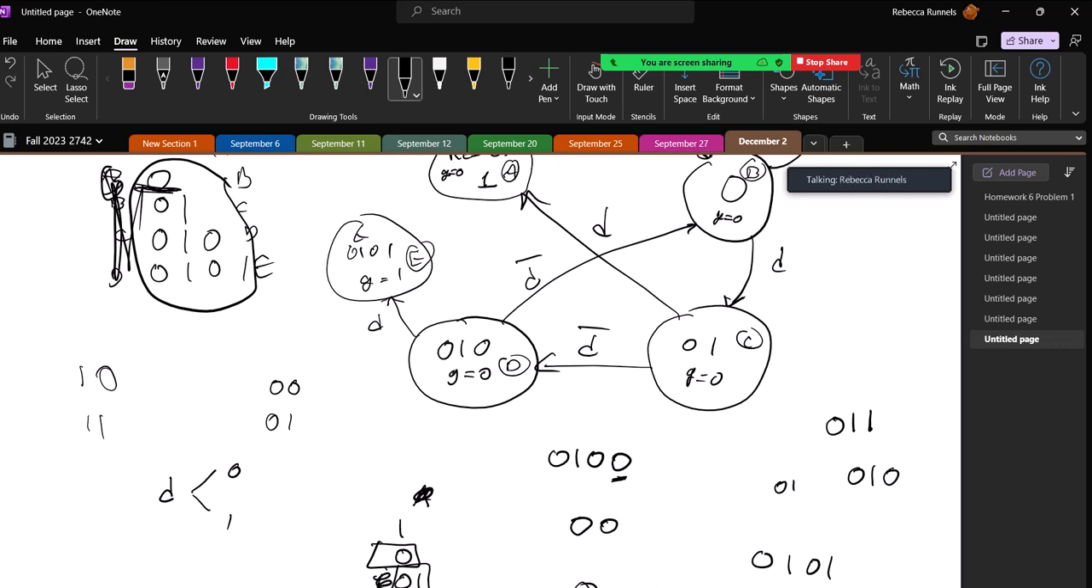But if I'm at 0, 1, 0, 1, and I get a 0, so I'm at 0, 1, 0, 1, and I get a 0, my last three inputs are 0, 1, 0. That's state D. So if I had 0, 1, 0, 1 and I get a 0, then the last three inputs are 0, 1, 0. That's state D, so I would go back here. So that's if I get a 0.